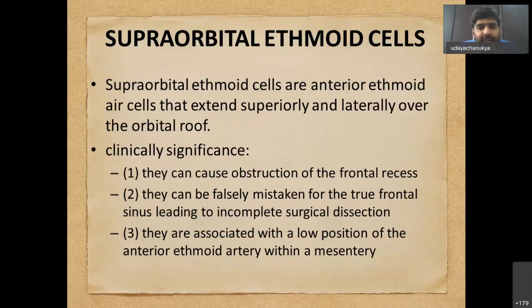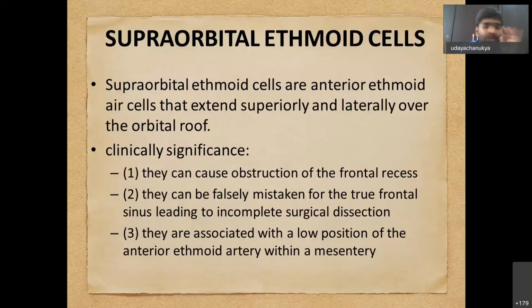I think Venkataramareddy garu tomorrow will show the actual images and the CT images of these different types of ethmoidal air cells. What is the clinical significance of the supraorbital ethmoidal air cells? One, they can cause obstruction if there are many supraorbital ethmoidal cells with high pneumatization. They can obstruct the frontal recess. They can be falsely mistaken for the true frontal sinus, leading to incomplete surgical dissection.